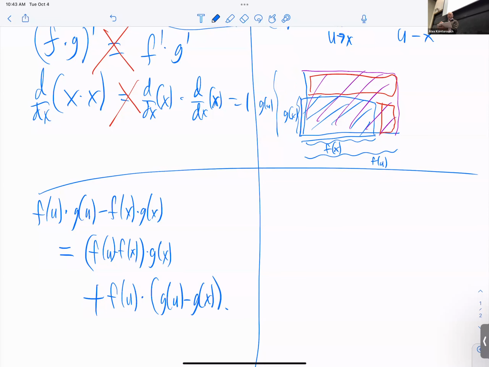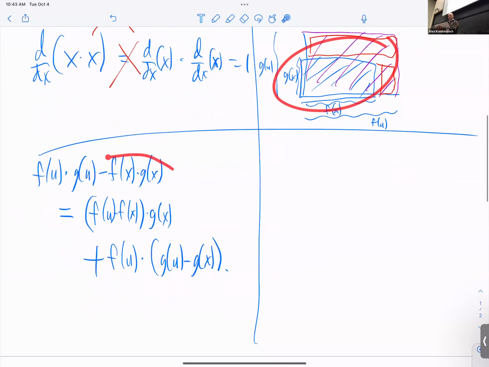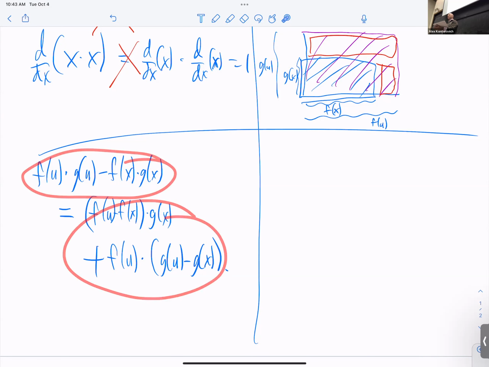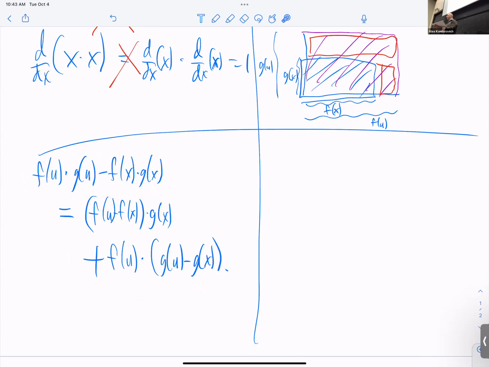Okay, forget about this geometry for a second. Just look at this identity. What happens when I multiply all this out? I get an f of u times g of x and a minus f of u times g of x. Those cancel. And I get a minus f of x g of x. That's right here. And I get a plus f of u g of u. That's right there. It's just an algebraic identity. How would you think to write down such an algebraic identity? One way to do it would be to look at the geometry. All we've done is written the same numerator in a funny way. Does that make sense?